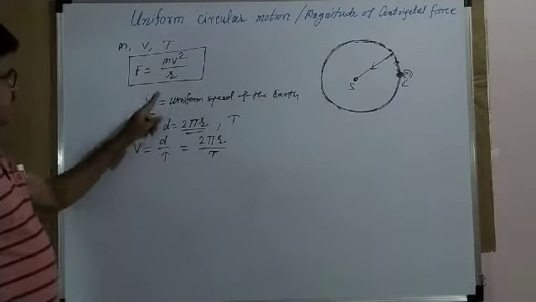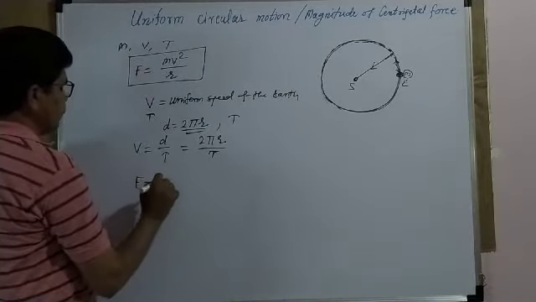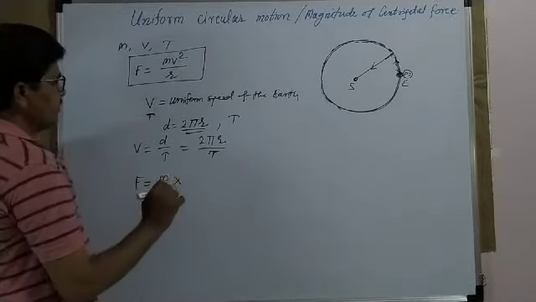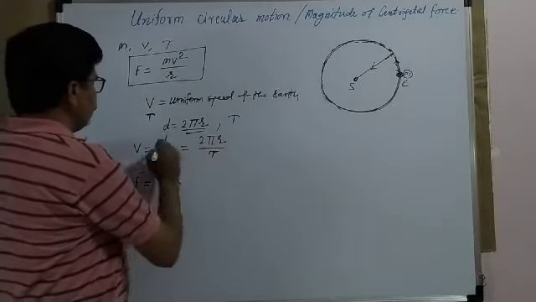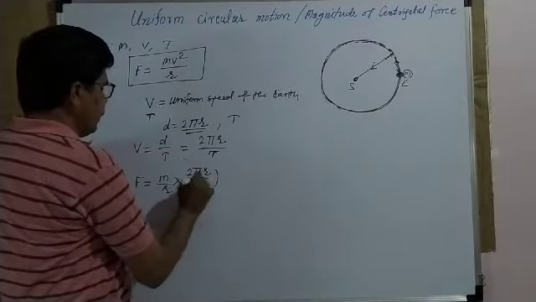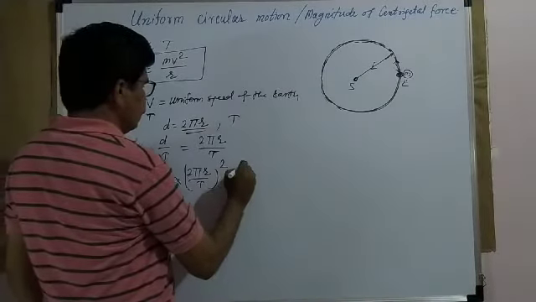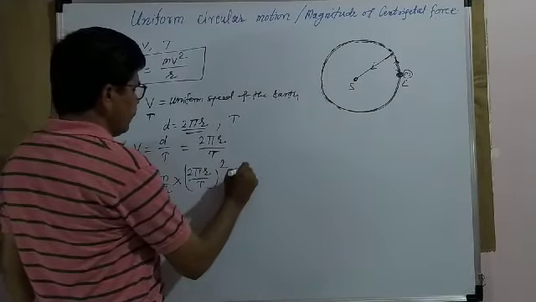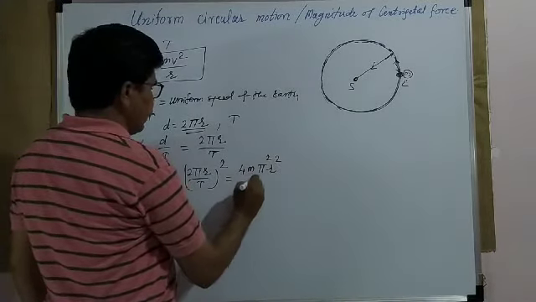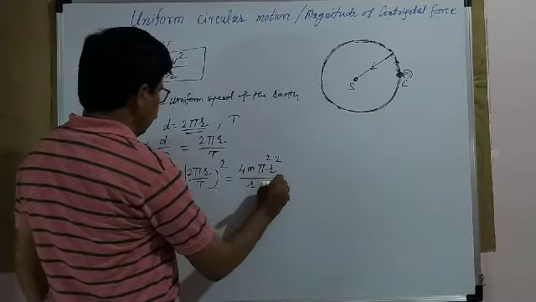Put the value of v in that equation, we get the centripetal force F is equal to m divided by r multiplied by the value of v square. The value of v is (2 pi r divided by t) whole square, and we get the square of 2 is 4, so 4 m pi square r square divided by r into t square.